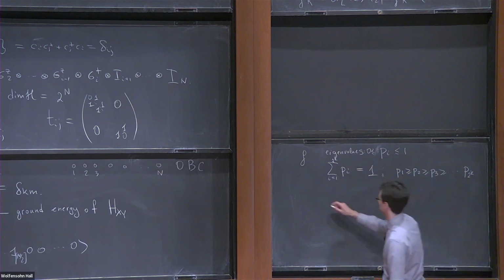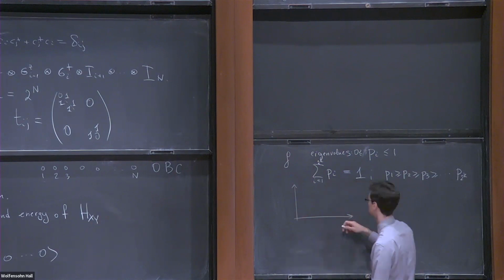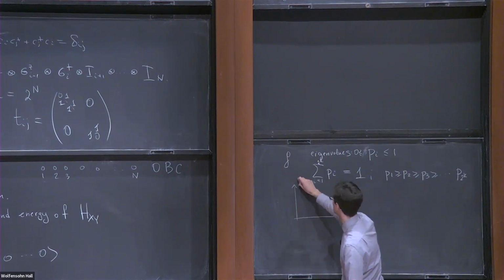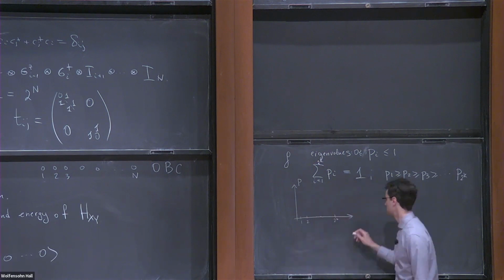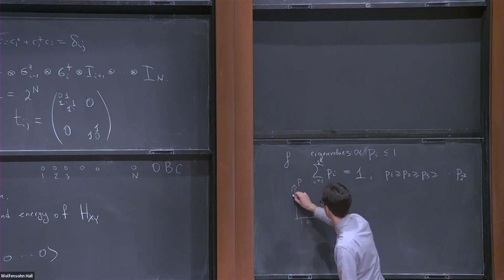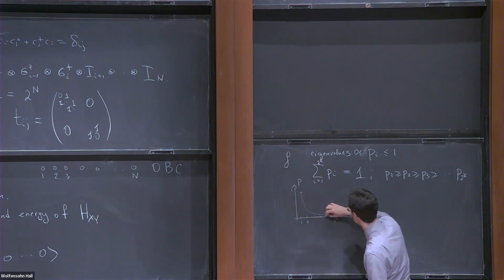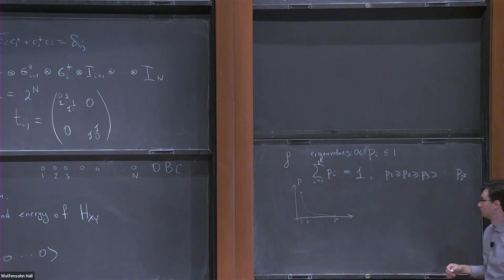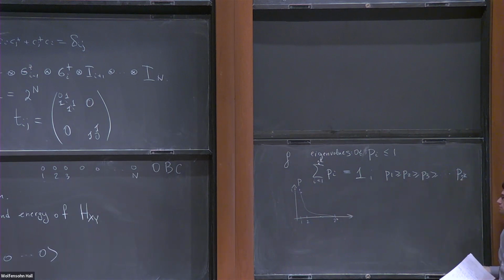Usually what happens in the gap system, if we plot the eigenvalues of the density matrix, P1, P2, and so on, we'll see that they decay almost exponentially fast. So there will be a few eigenvalues which are very close to 1, and then all other eigenvalues are going to be very, very small. And now we do the most important part of this procedure.